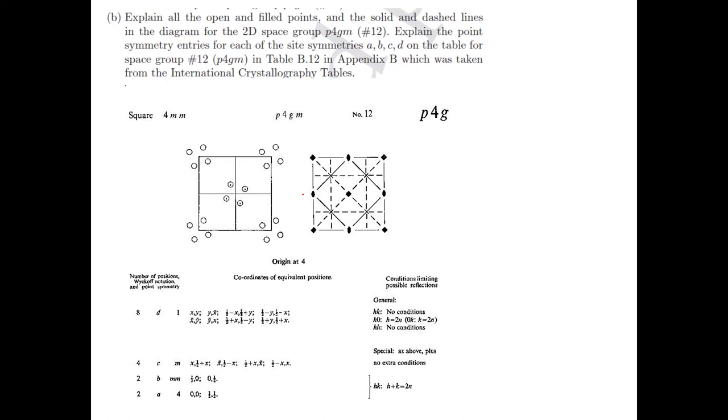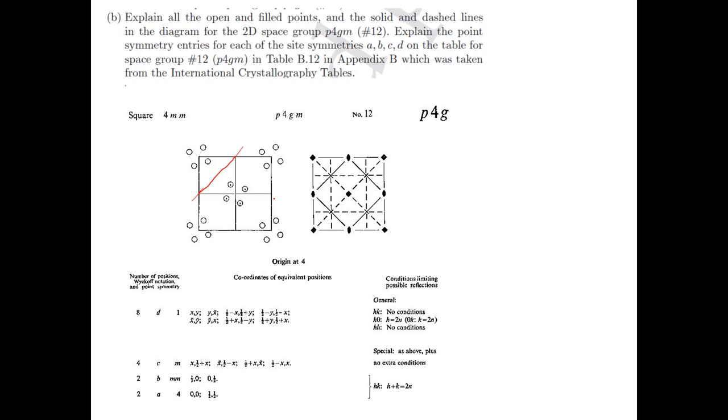So, as we said before, the open and filled points are related by reflection. You see that besides the reflection planes that go through the origin, there are also these other reflection planes right here. And you can notice that open dots and filled dots are related by reflection in these diagonal planes. And the solid and dashed lines correspond to mirror planes and glide planes.